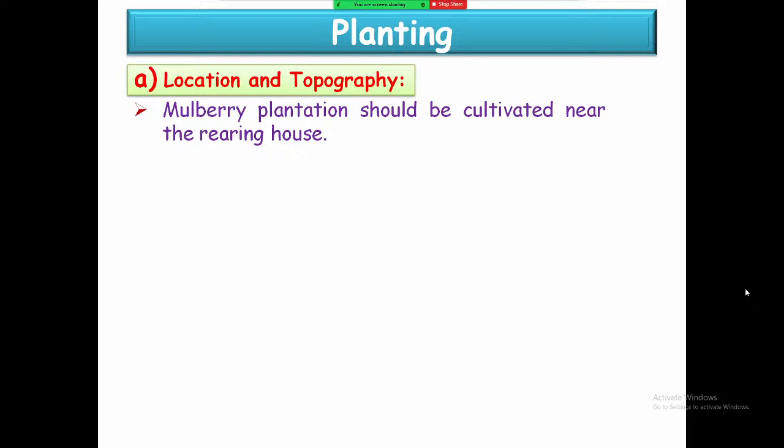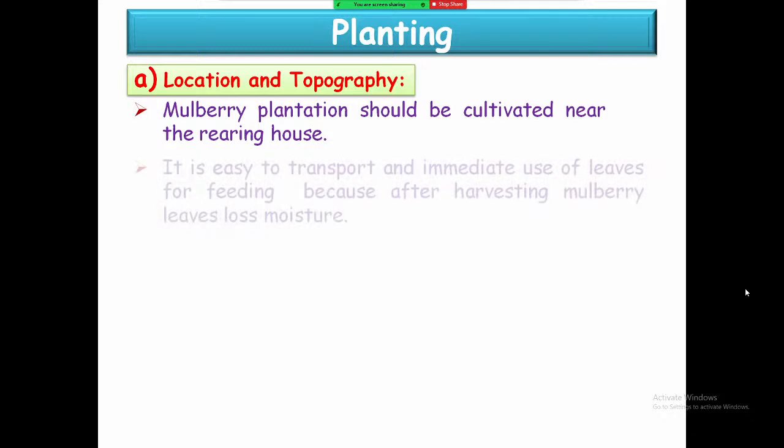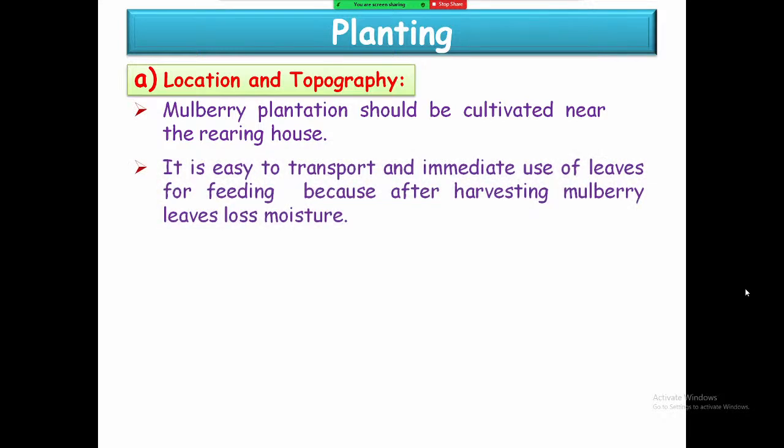The mulberry plant can be cultivated near the rearing house, which is useful for the harvesting of the mulberry leaves and shoots for feeding the silkworm. So for that purpose you can grow the mulberry plant near the rearing house. Then it is easy to transport and immediately use the leaves for feeding, because after harvesting, mulberry leaves lose moisture. Okay.